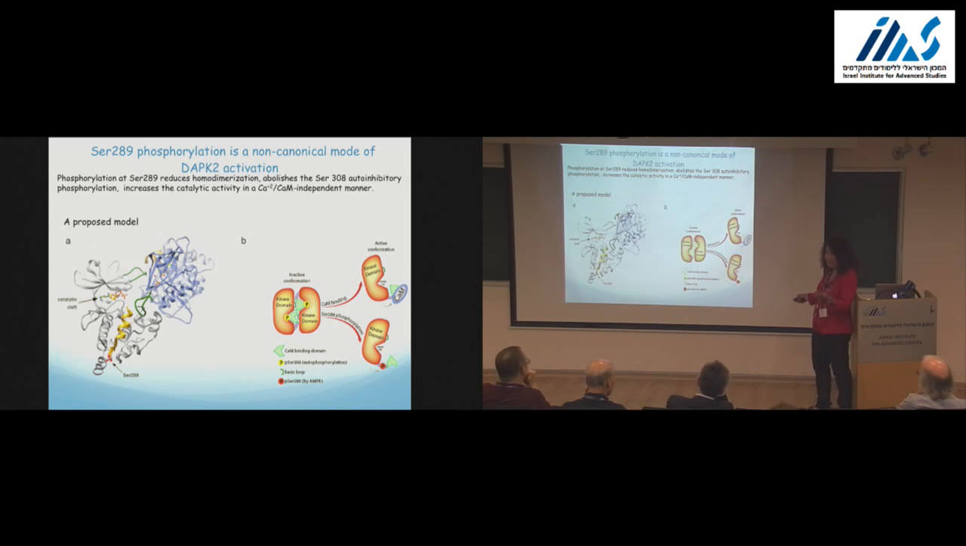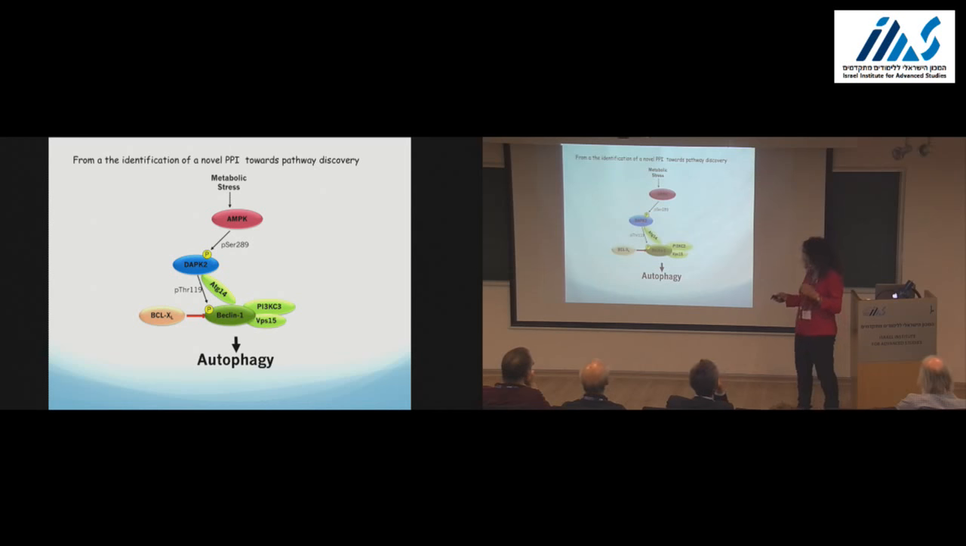And now we found by this strategy that there is a second phosphorylation, a transphosphorylation. The 308 is an autophosphorylation. This is transphosphorylation that opens up the calmodulin regulatory domain independent of calcium calmodulin. And it happens in response to a metabolic stress when AMP kinase is activated in the system. So to summarize that, by identifying a new interaction between ATG14 and DAP kinase 2, we came up with a pathway: metabolic stress turns on AMP kinase, phosphorylating DAP kinase 2 at a very critical position that now opens the catalytic cleft without calcium calmodulin, and then DAP kinase 2 phosphorylates Beclin, again at a critical position, and releases the inhibitory effect of BCL-XL and induces autophagy.